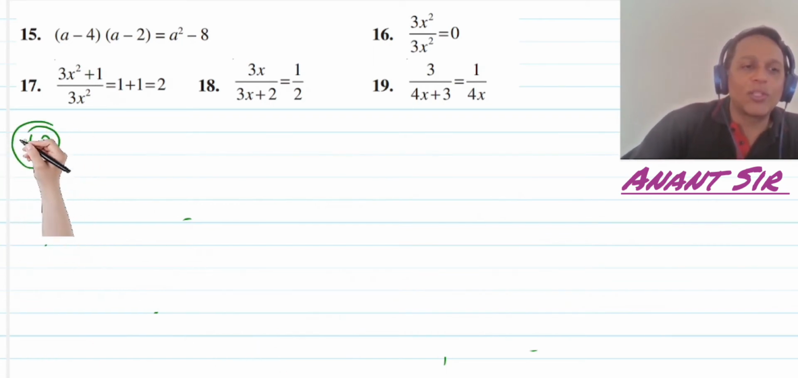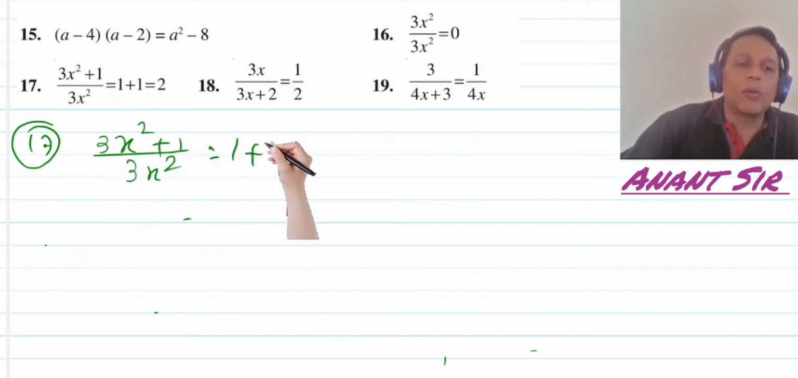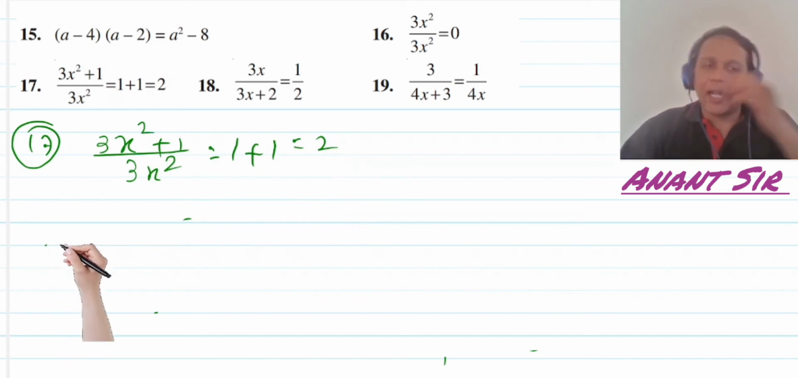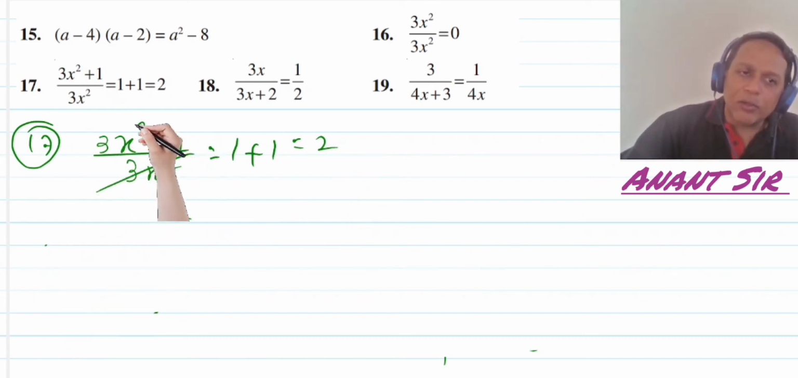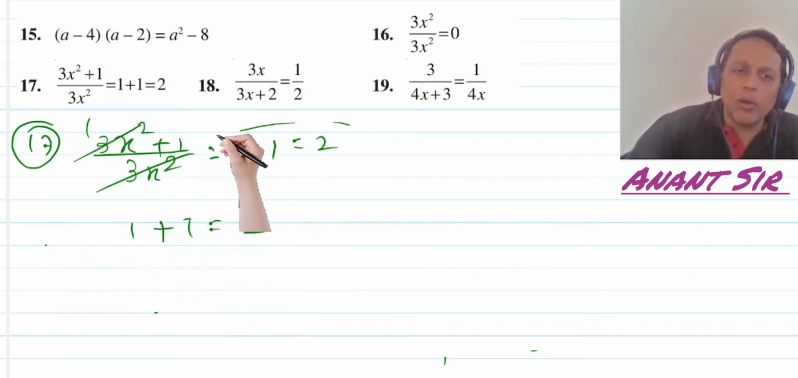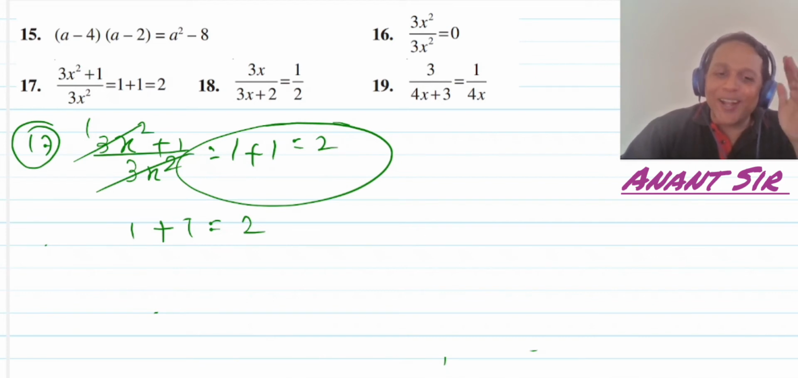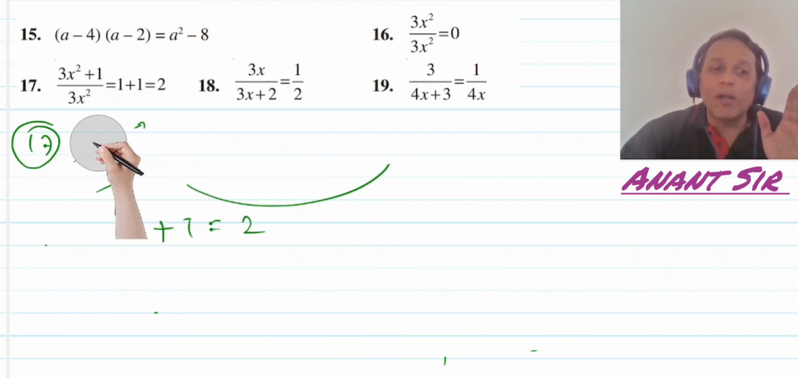Okay, so question 17. 3x square plus 1 by 3x square equal to 1 plus 1 equal to 2. Yes, I think that's perfectly right. Correct. 3x square gets cancelled. What remains is 1 here. So it's 1 plus 1 equal to 2. Absolutely right. No. Many students will do that, I am sure. Okay, but this is not possible.